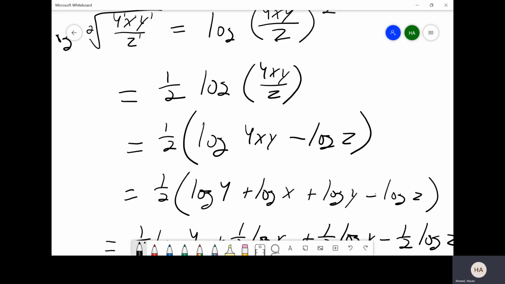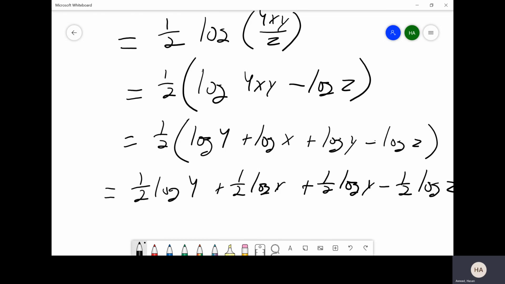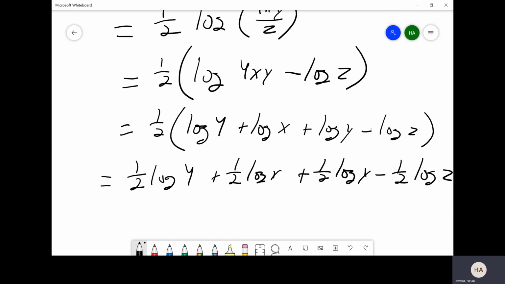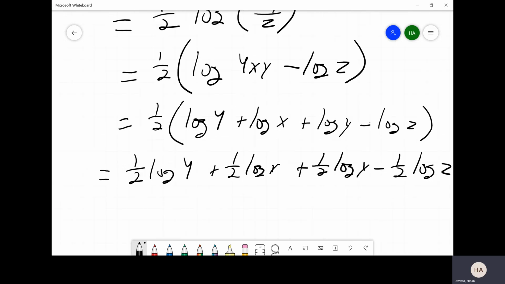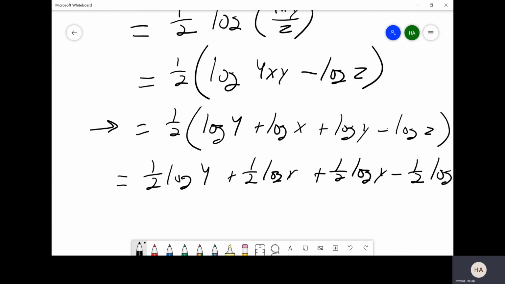So I did the quotient rule first just to get that minus log of z taken care of. And we use the product rule to split up everything else, right? So log of 4 plus log of x plus log of y. And then it's just a matter of clerical duty applying the 1/2 to every single piece. But now it's fully expanded. And I probably wouldn't take any points off if you left it here, just because the last piece is kind of monotonous.